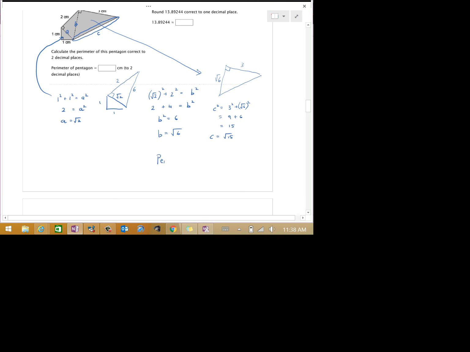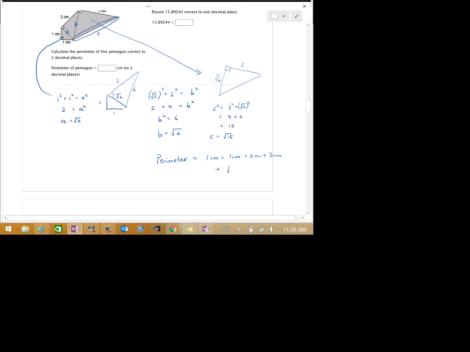We've got the perimeter and now we can start doing our rounding. The perimeter is equal to those 5 sides. Pentagon, 5 sides. So the perimeter is 1 centimetre plus 1 centimetre plus 2 centimetres plus 3 centimetres plus root 15 centimetres, which we can do as a decimal approximate.